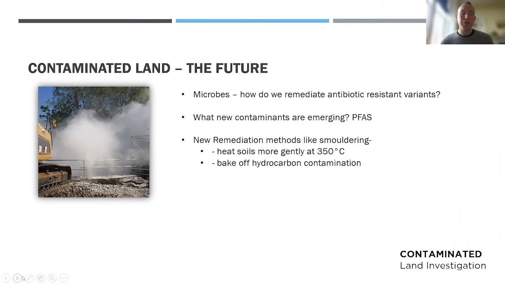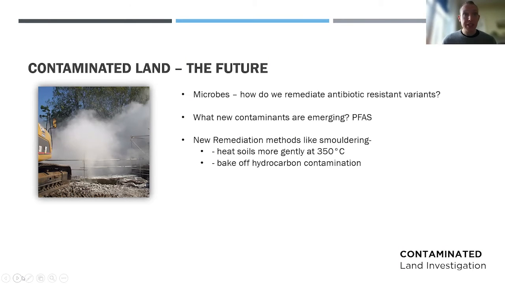PFAS is the main one that our industry is talking about at the moment. These are a so-called forever chemical. They've been found in the blood of 97% of Americans. They are used in all sorts of plastics, clothing. They are pretty much everywhere. They can cause health issues, but we're only just beginning to investigate for them. And new contaminants will emerge in future all the time. And I suspect we'll be cleaning up contaminated land for thousands of years to come.